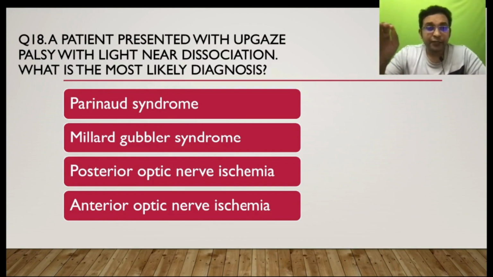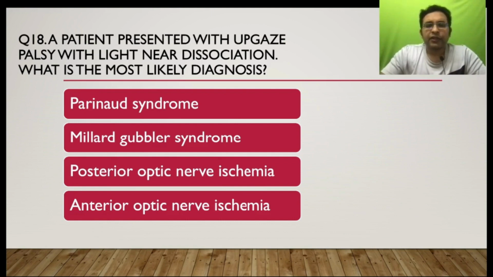A patient presented with upgaze palsy with light-near dissociation. So what will be the most likely diagnosis? Is it Parinaud syndrome, Millard-Gubler syndrome, posterior optic nerve ischemia, or anterior optic nerve ischemia? So, light-near dissociation and upgaze palsy.